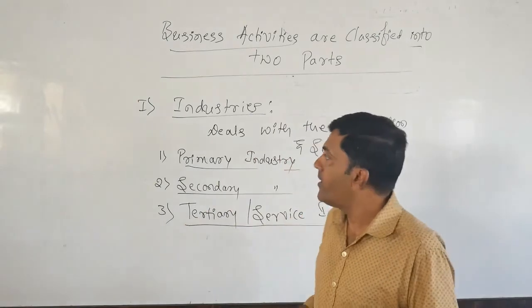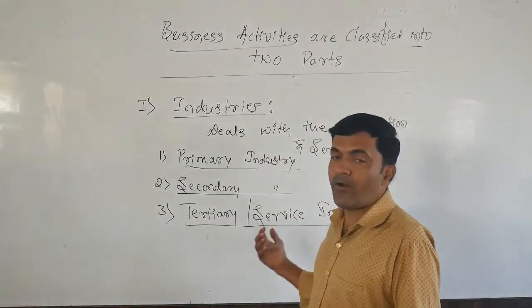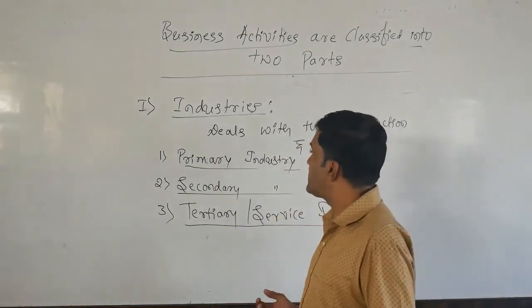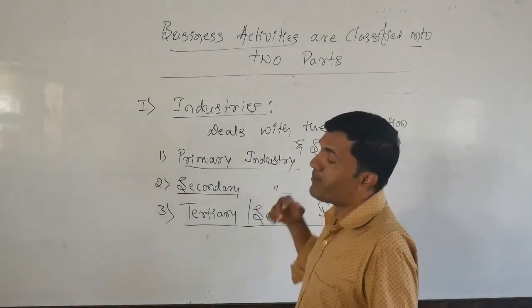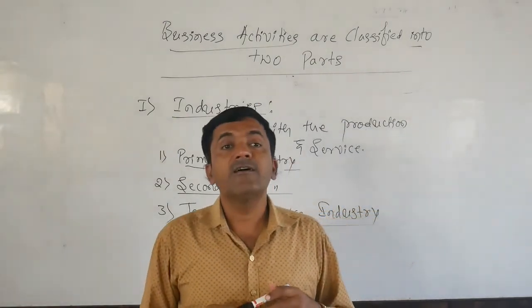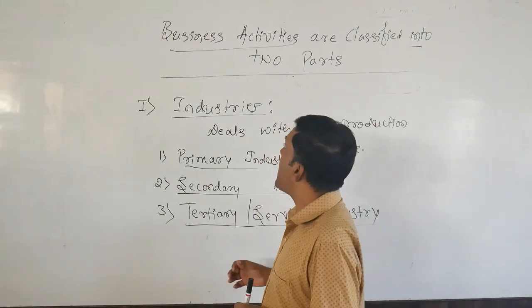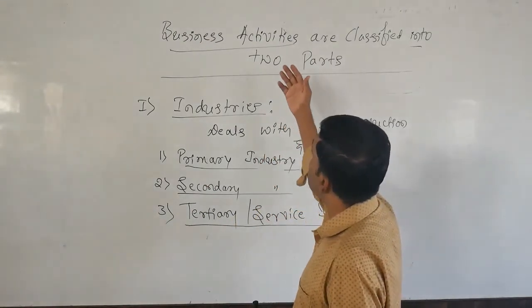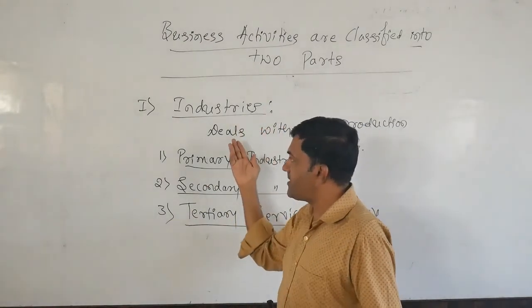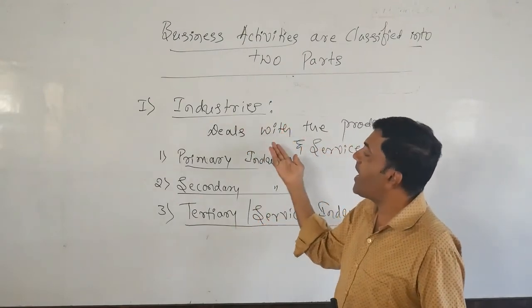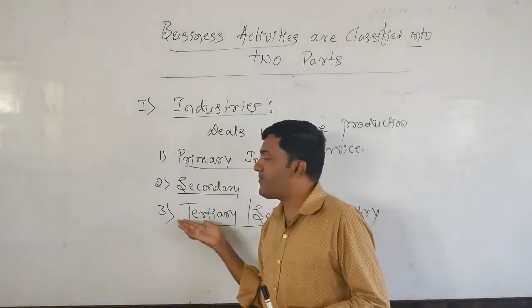They help by providing different utilities to industry and business activities. So this is about the first business activity, that is industry, its meaning and its further classifications.